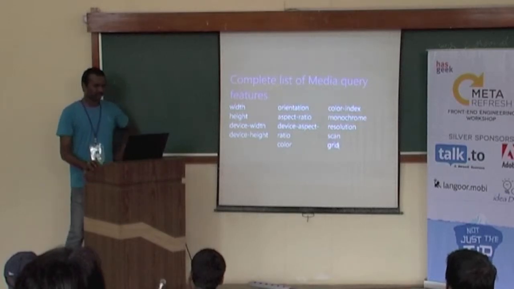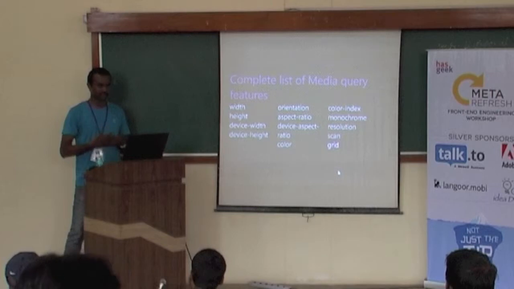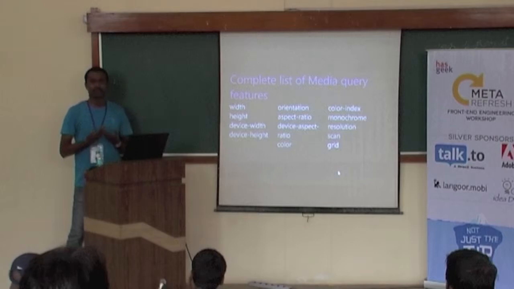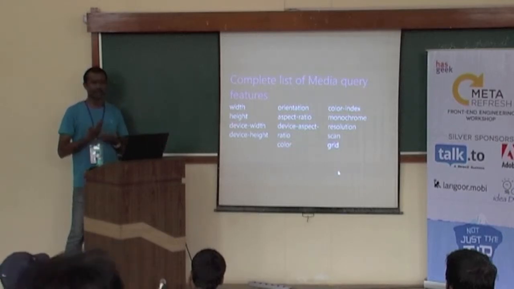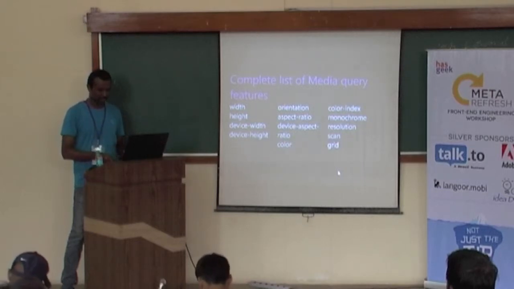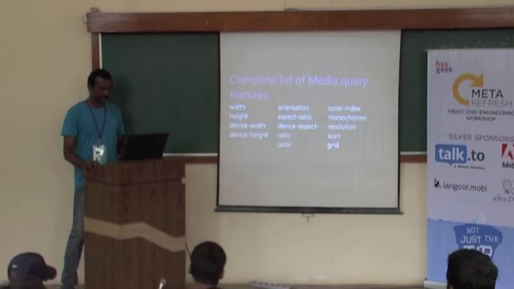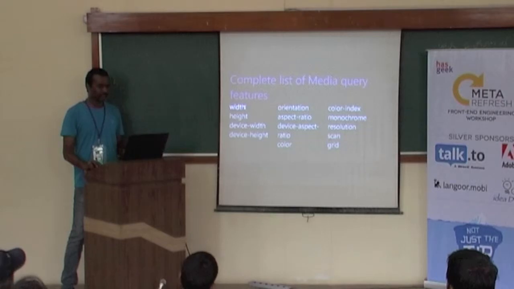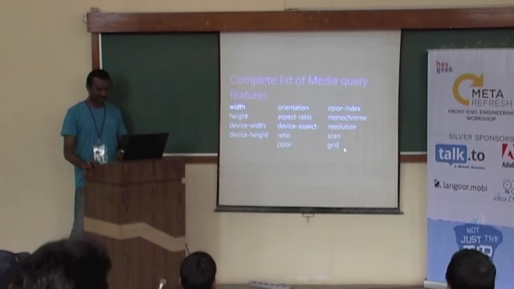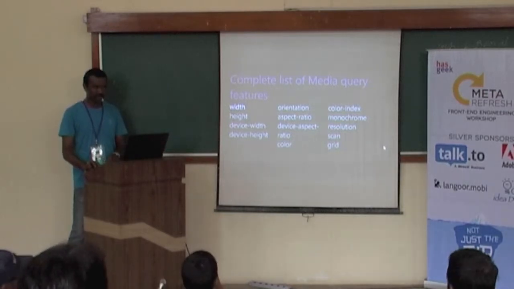Then the display devices: there are two types of devices. One is bitmap and one is grid based. So our old model mobiles are grid based. So we can target that also. Except for orientation, scan and grid, we can target the minimum and maximum. So minimum width, maximum width, minimum height, maximum, something like that. So we'll see one by one.